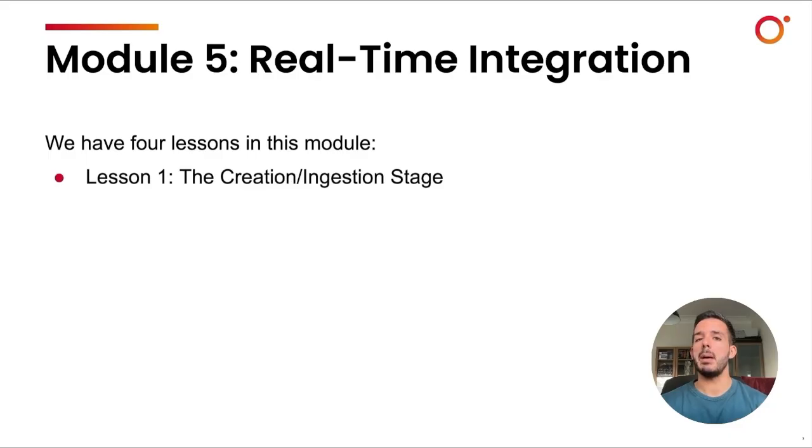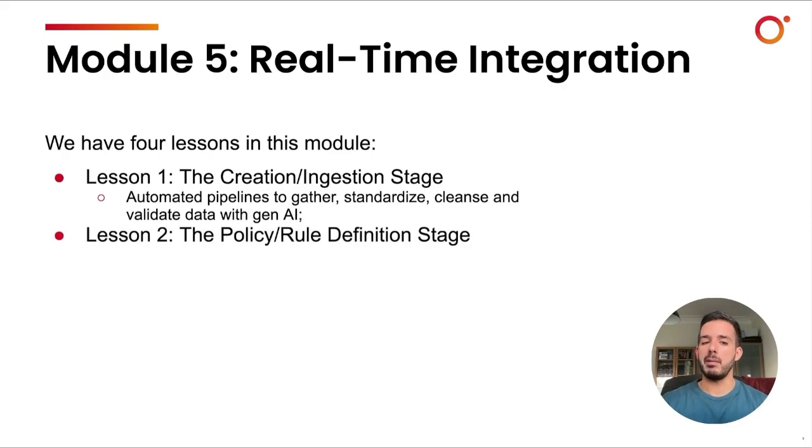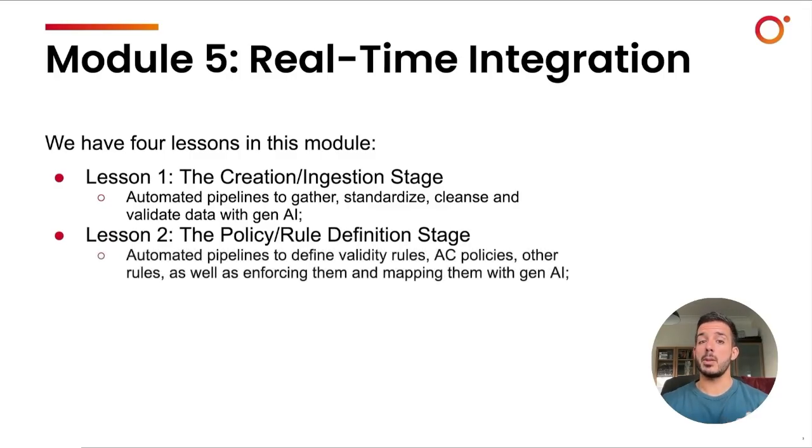The first is going to be about the creation and ingestion stage. That is, automated pipelines to automatically gather data, or standardize data, or cleanse data, or validate those data with data validity rules. Basically, automated pipelines for when you are ingesting or creating data, using GenAI, naturally. Then, our second lesson is going to be about the policy or rule definition stage. That is, an automated pipeline using GenAI to define data validity rules or access control policies or other types of policies, as well as actually enforcing those rules or policies and mapping them with GenAI.